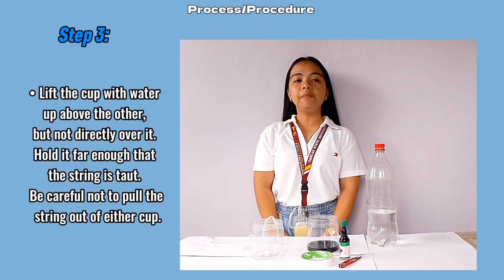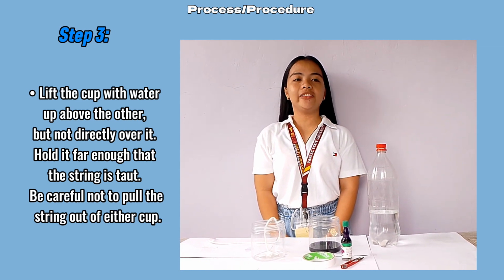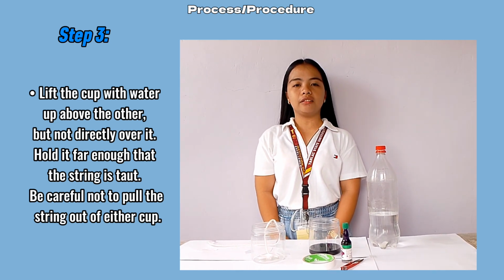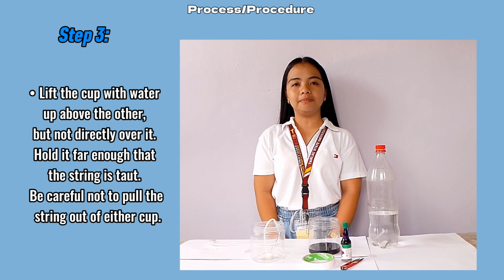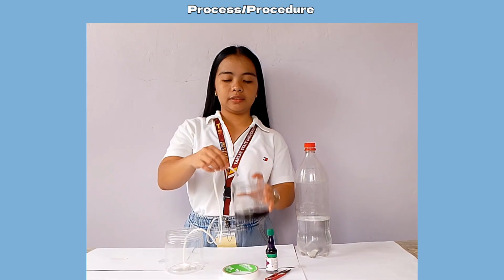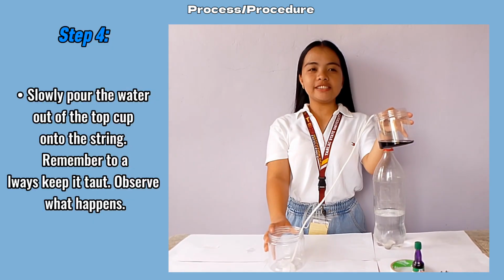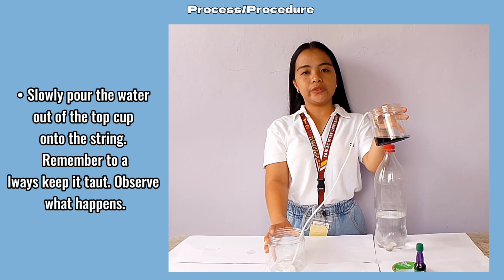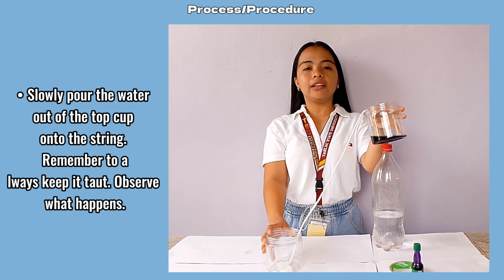The third step, lift the cup with water up above the other, but not directly over it. Hold it far enough that the string is stretched. Be careful not to pull the string out of either cup. Then slowly pour the water out of the top cup onto the string. Remember to always keep it taut and observe what happens.